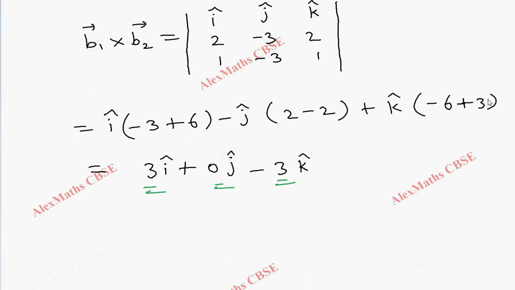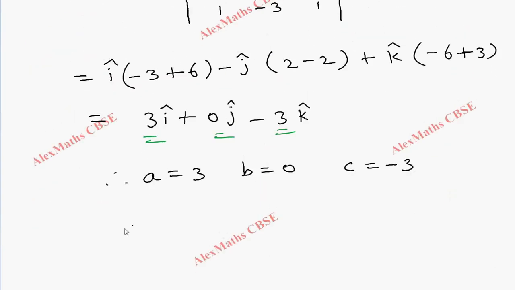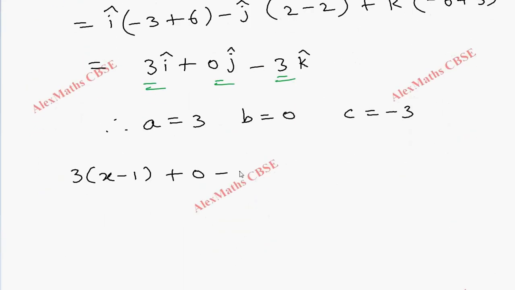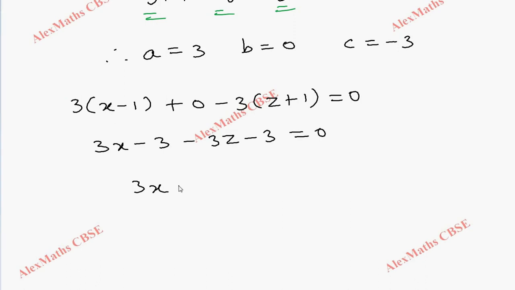So let's take it separately. Therefore a is equal to 3, b equal to 0, c equal to minus 3. Substituting this we get 3 into x minus 1, second part is 0 anyway, and the third part is minus 3 into z plus 1, which is equal to 0. This is 3x minus 3 minus 3z minus 3 equal to 0. Now rearranging this, 3x minus 3z minus 6 equal to 0.